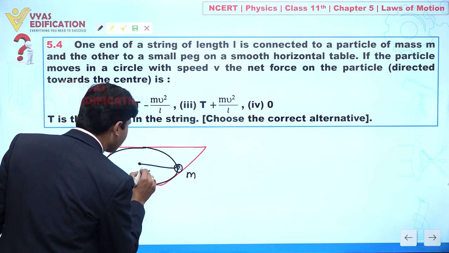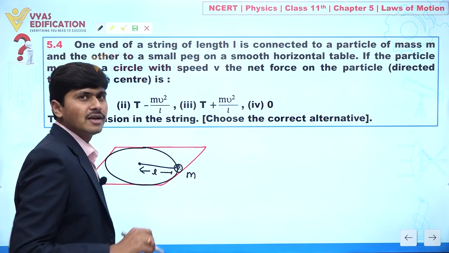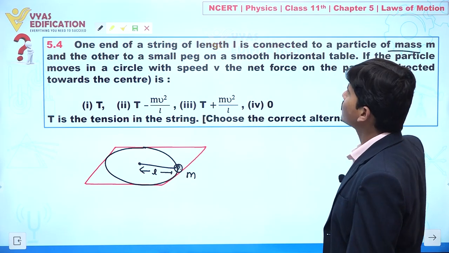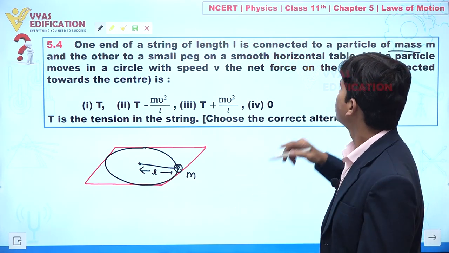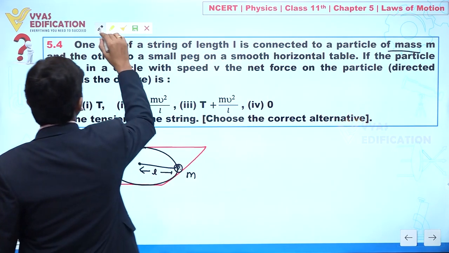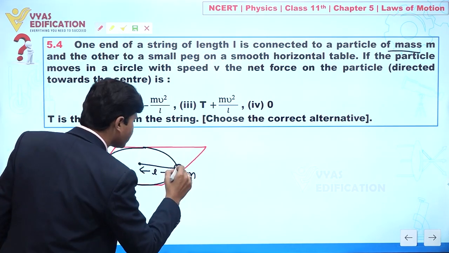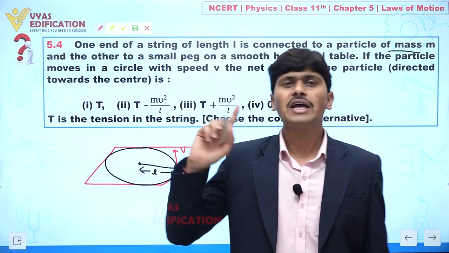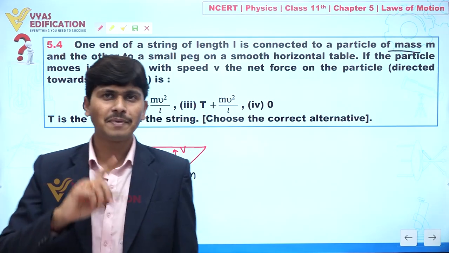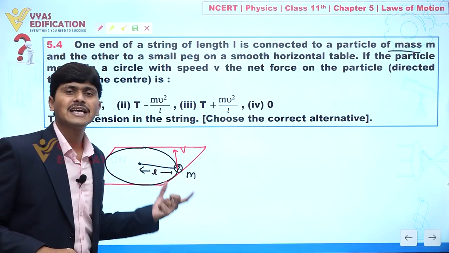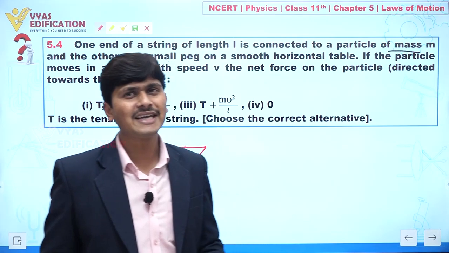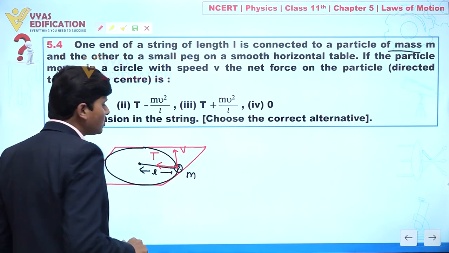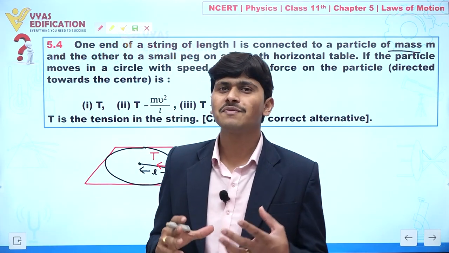The length of this string is given, that is L. Clear? Now let's suppose this stone, or we can say this mass, is rotating in a circle with a speed v. Clear? So let's suppose at any instant, I talk about velocity in this direction. Now we know if any particle or any object is rotating in a circular path, we can see a force acting towards the center along the radius, that is known as centripetal force. Clear? And now we know, because this is a string, definitely a tension force will act here.